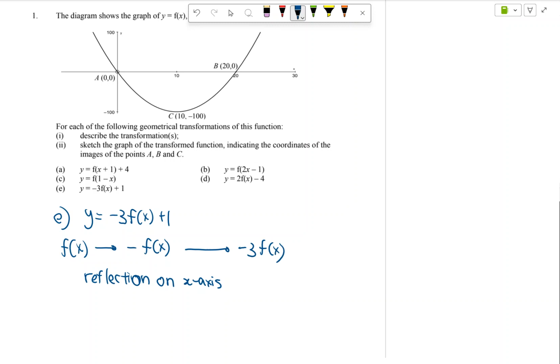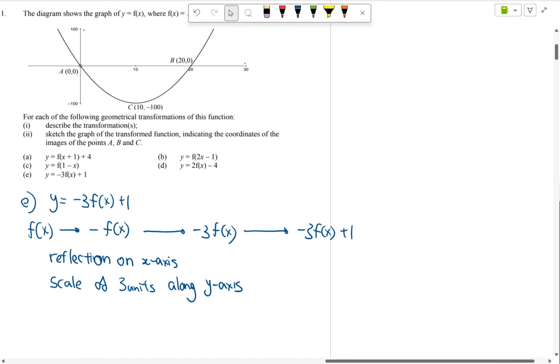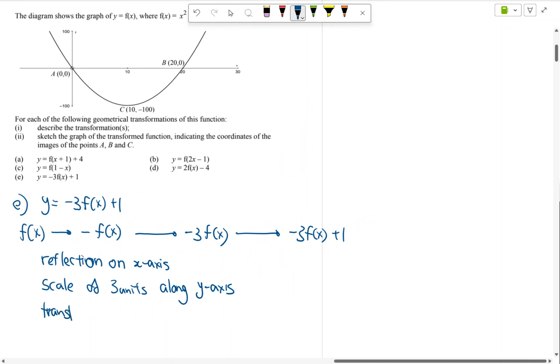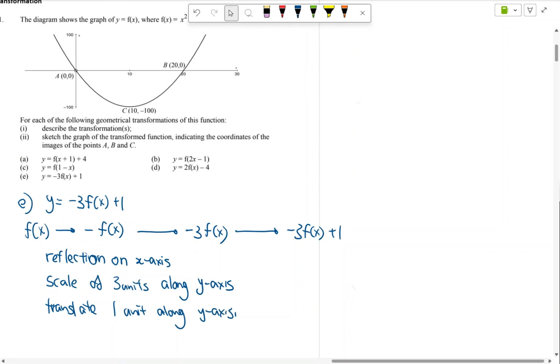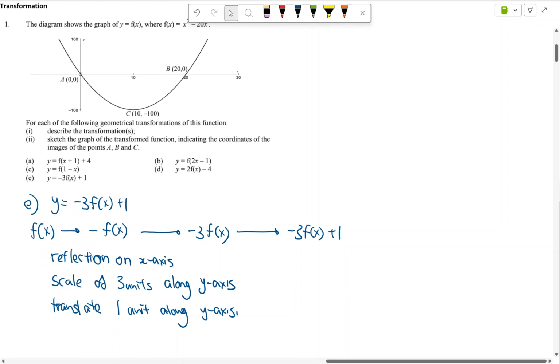Followed by -3f(x). If we are doing it on the outside, we have to scale first before we translate. So this will be a scale of 3 units along the y-axis, because we are doing it on the outside. Then lastly, I have -3f(x) + 1. In this case, I am going to translate 1 unit along the y-axis because it's on the outside. If you are doing fully on the outside, we have to scale before translation first. So this graph is going to look like this.